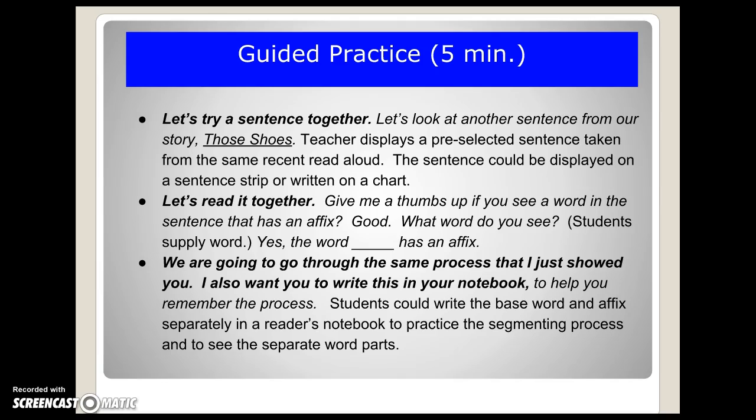We are going to go through the same process that I just showed you. I also want you to write this in your notebook to help you remember the process. Students could write the base word and affix separately in a reader's notebook to practice the segmenting process and to see the separate word parts.